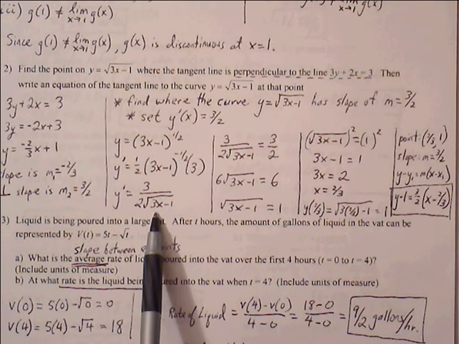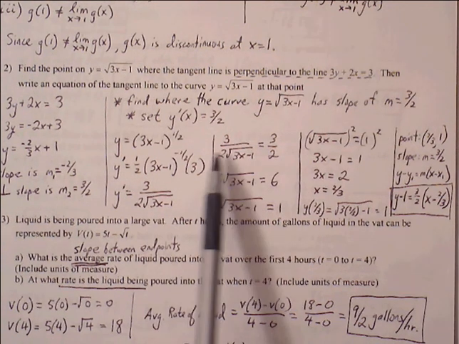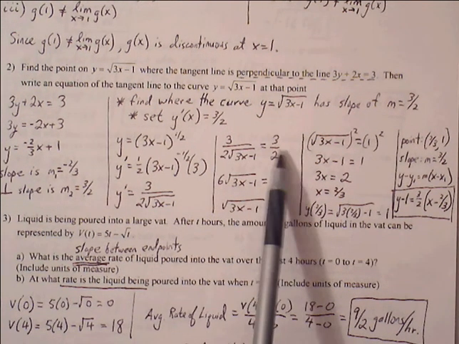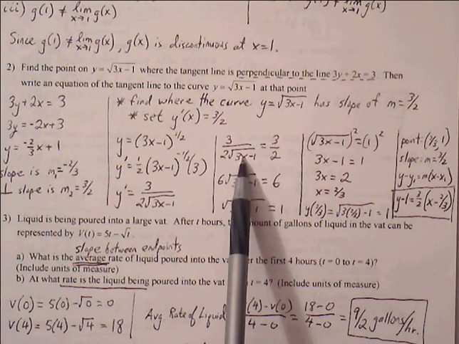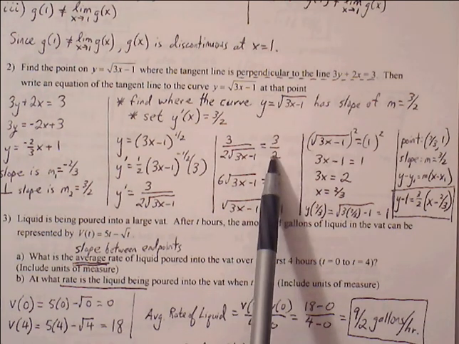We have our derivative function, and we have the slope that we're after. Okay, so if we set the slope equal to the derivative function, and if we solve for x, then we can locate where on this curve this slope of 3/2 will occur.